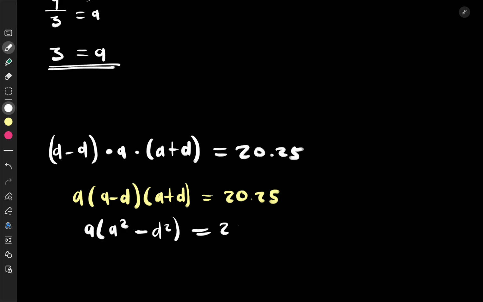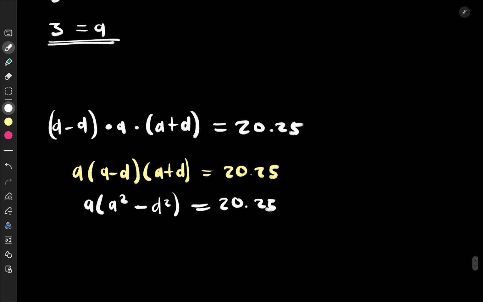Okay, and this is equal to 20.25. Then if we multiply by a, we don't have to multiply by a because what we are actually looking for in this case is d. So what are we going to do? We take a to the other side. We will remain with a squared minus d squared is going to be equal to 20.25. This other a, which was outside, was multiplying, so it comes here. It will divide.